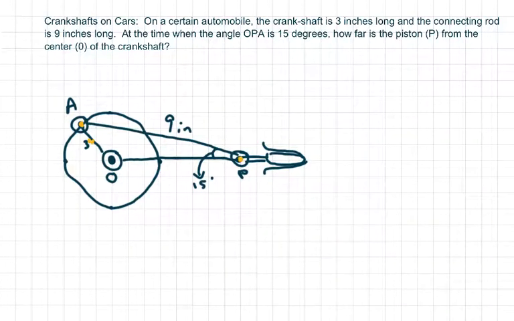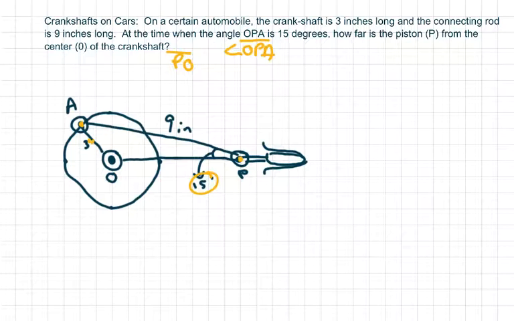And this angle, the angle OPA, is 15 degrees. So this angle here is 15, it goes here. And we want to know the length from P to O, the distance from the piston to the center of the crankshaft.